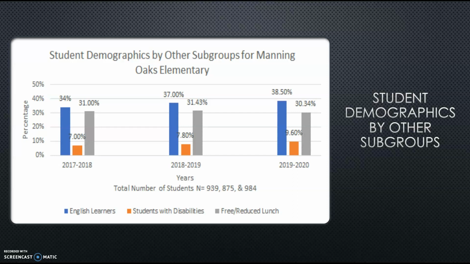The number of students identified as students with disabilities and eligible for free and reduced lunch remains consistent in percentages year to year, hovering around 7. There is a little spike in 2019-2020 with 9.6%, but free and reduced lunch is around 30-31% year after year.